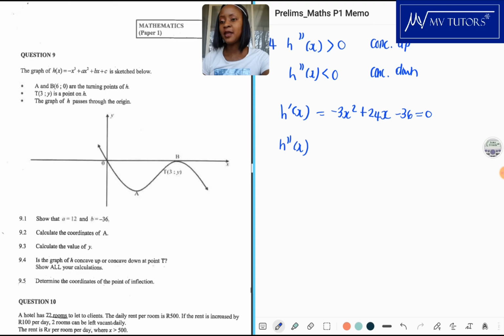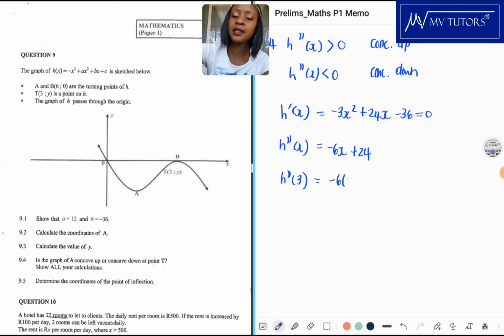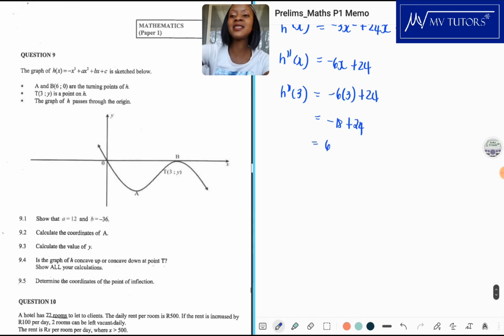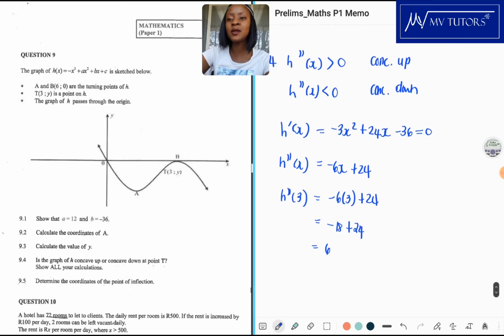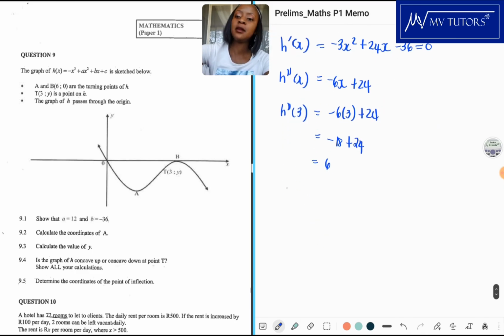So at point t, okay, so we will be substituting the value of 3 just to see, okay? So we have negative 6x, okay, and plus 24. Okay, so now let us substitute the value of 3. Look at me now putting x again. So negative 6 times 3. Okay, so we have negative 18 plus 24. And that's equal to 6. So it's not concave down. So we can see then that because the second derivative is bigger than 0, therefore it is concave up.